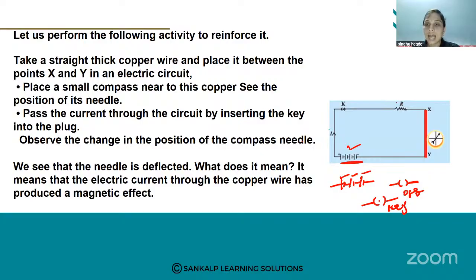Next, here R represents what? R is nothing but resistance, right? Resistance is used to vary the current in the circuit. See, these are the X and Y two terminals, and this red line indicates the conductor. It's very, very important in this circuit. This red line indicates the conductor, and X and Y are the two ends of the conductor.